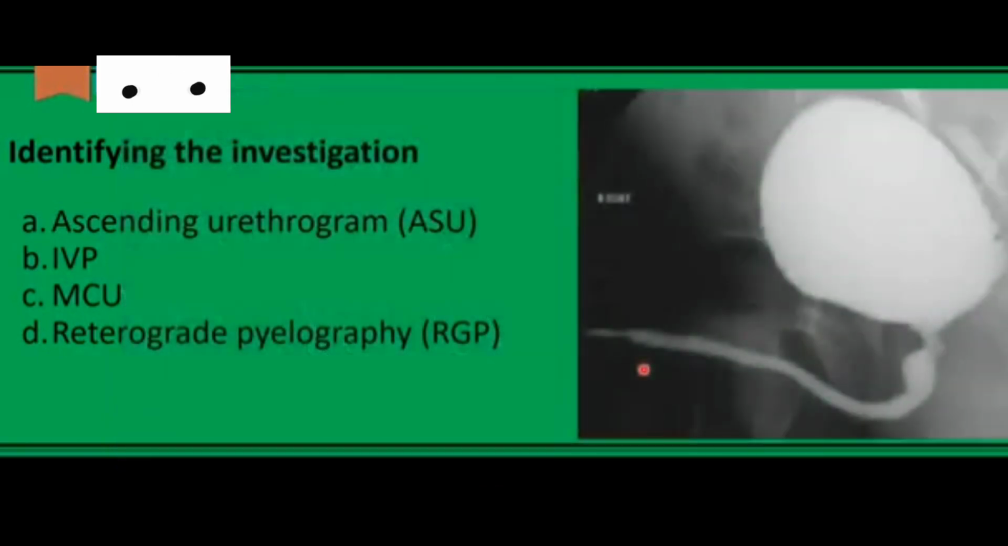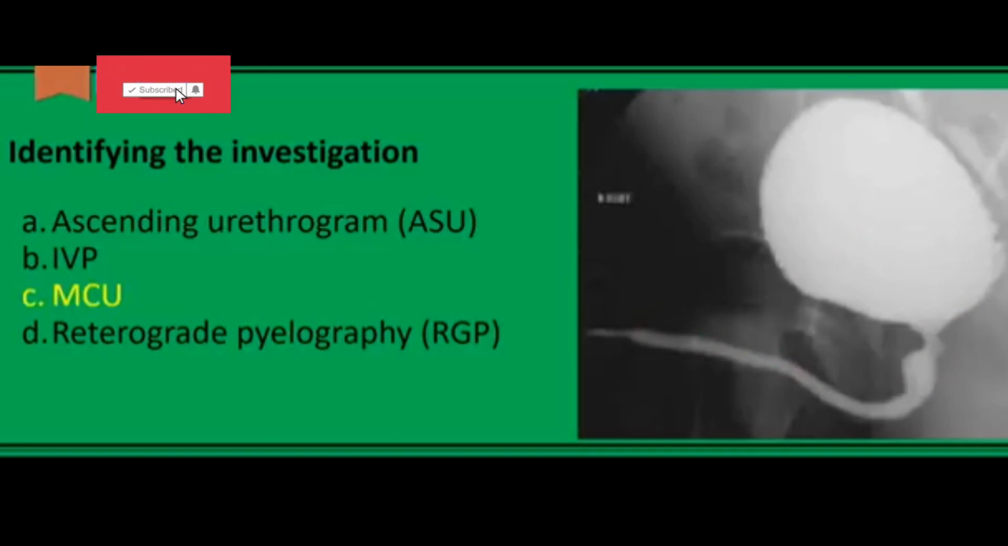So now if we see the image in the question, we have the bladder filled with the contrast and the urethra. So this becomes cystourethrography, that is MCU, micturating cystourethrography.